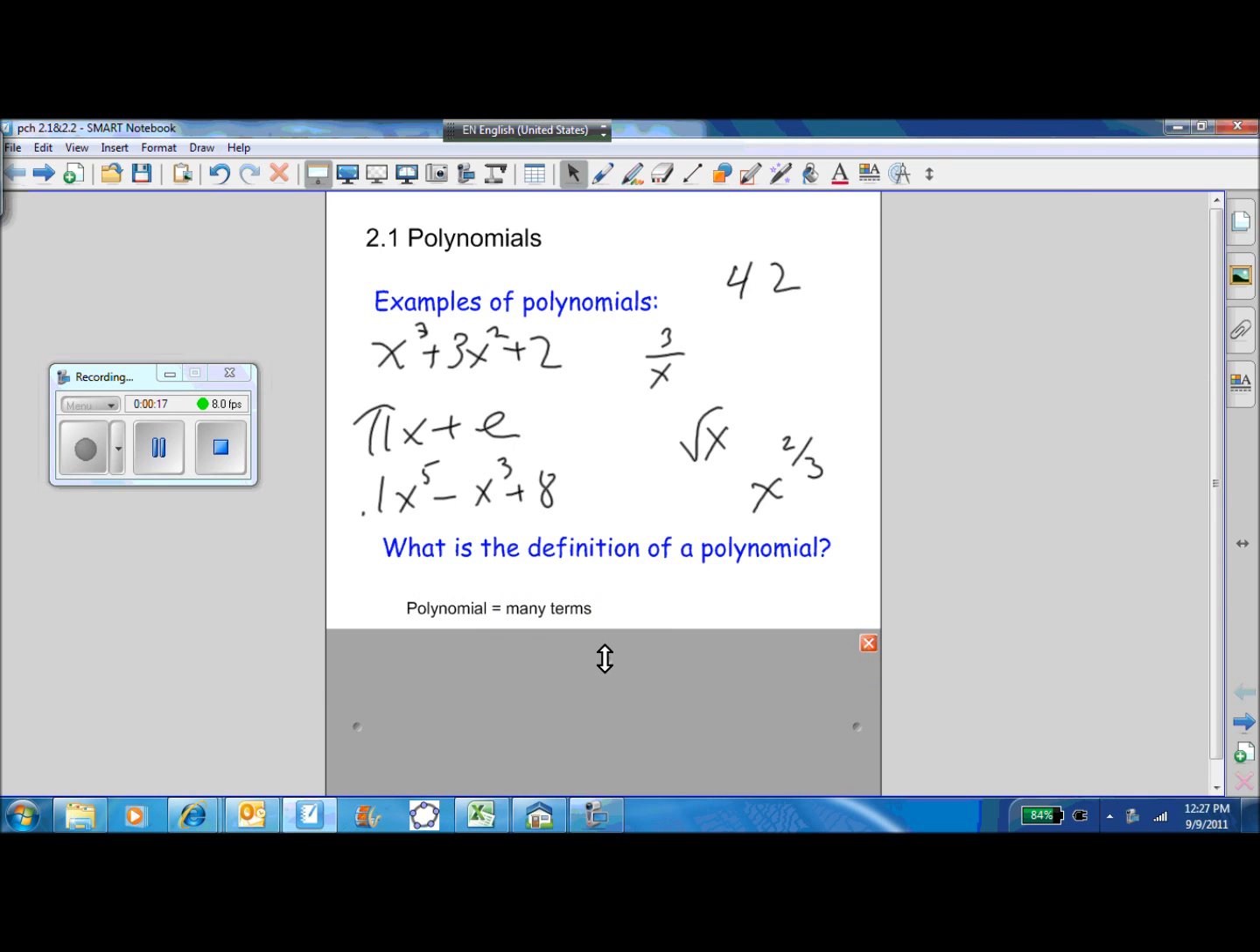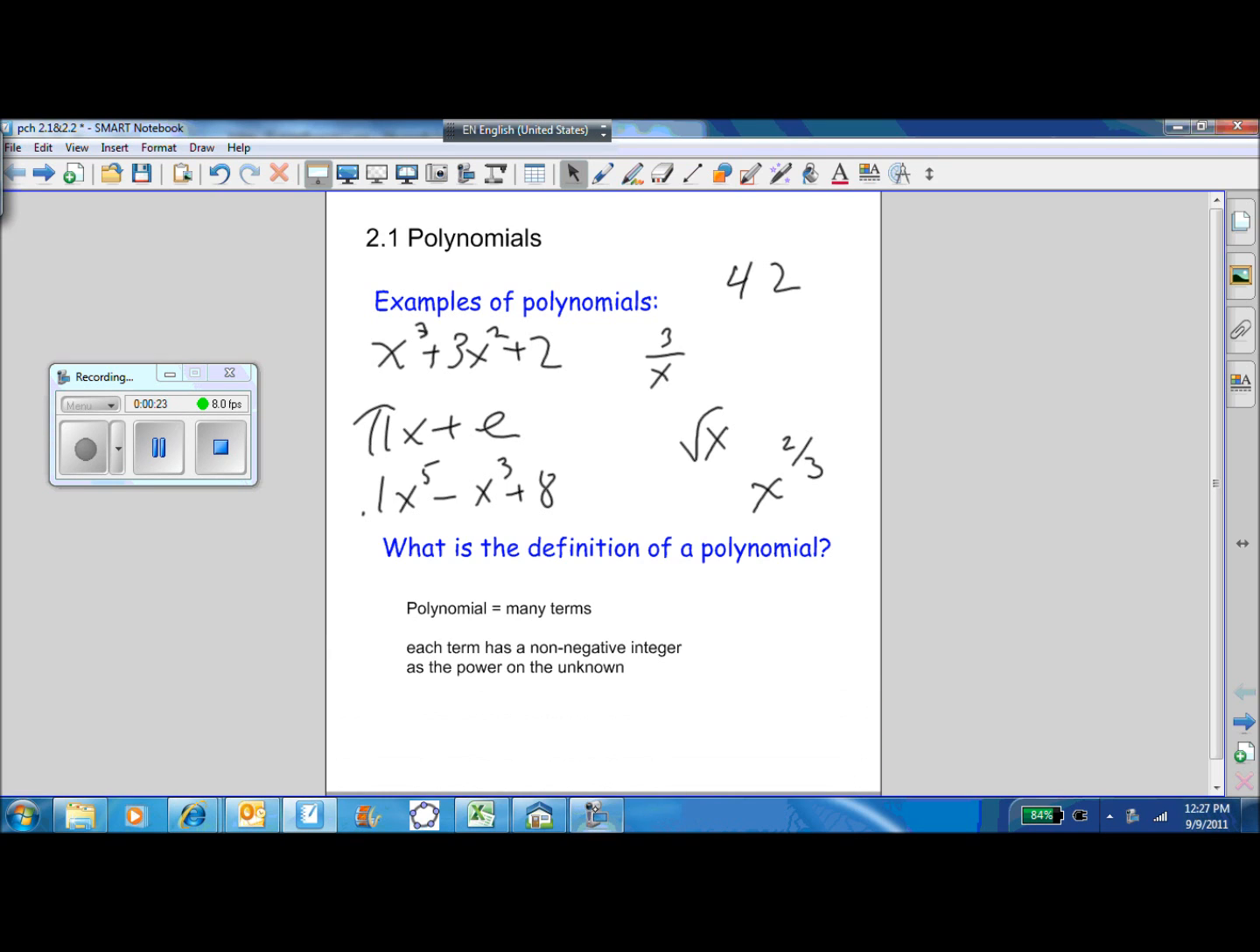A polynomial has many terms. Each term has a non-negative integer as the power of the unknown. So let's go back over the list and see which ones we'd have to get rid of.